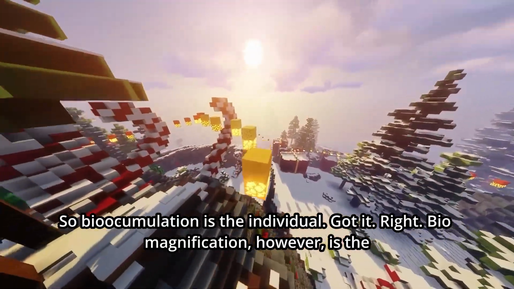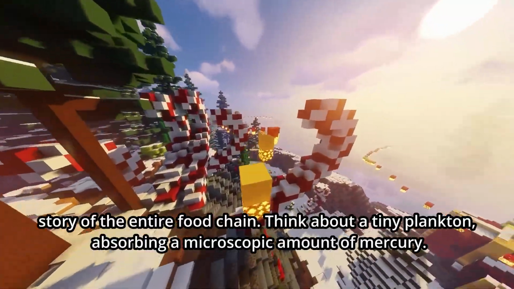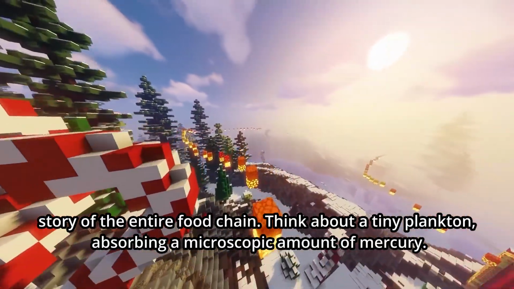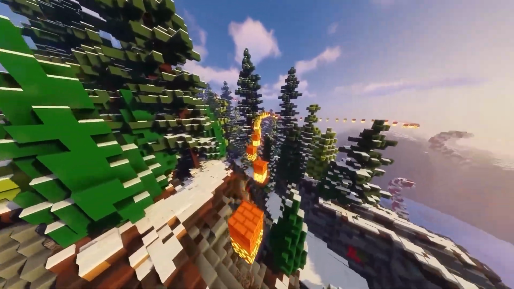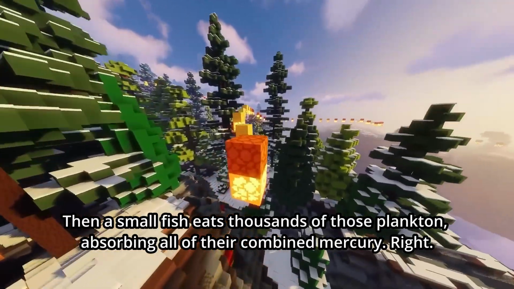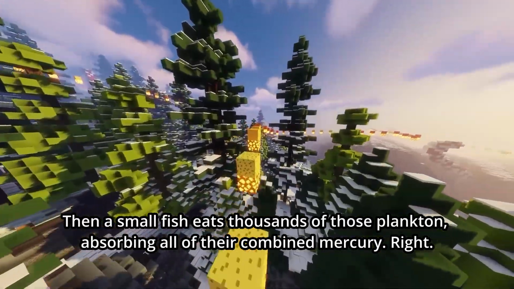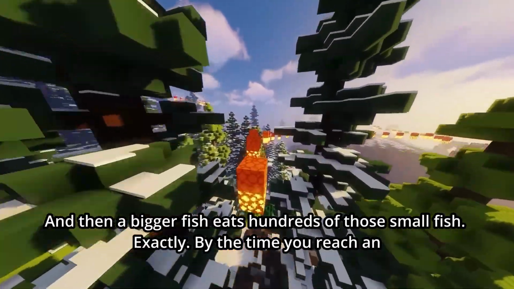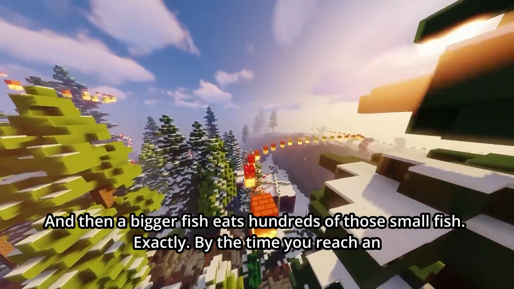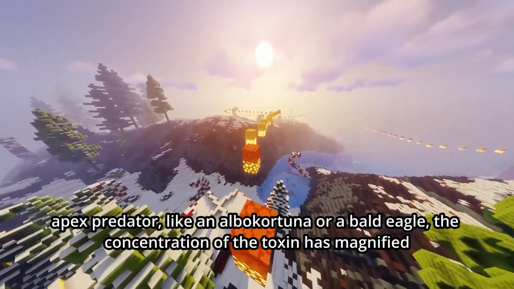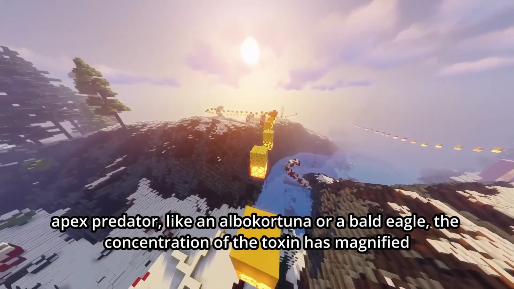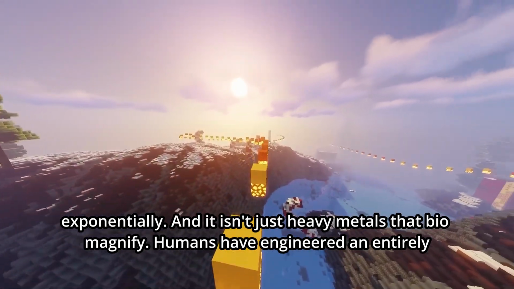Got it. Right. Biomagnification, however, is the story of the entire food chain. Think about a tiny plankton absorbing a microscopic amount of mercury. Then, a small fish eats thousands of those plankton, absorbing all of their combined mercury. Right, and then a bigger fish eats hundreds of those small fish. Exactly. By the time you reach an apex predator, like an albacore tuna or a bald eagle, the concentration of the toxin has magnified exponentially.